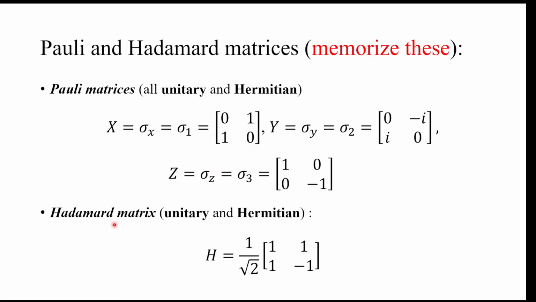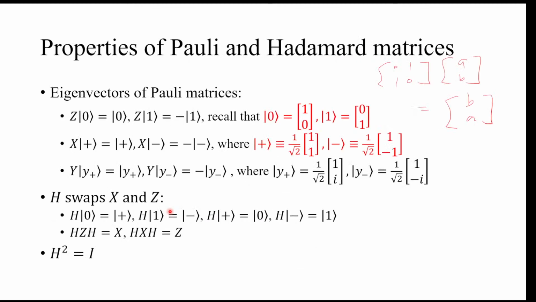And there is also the Hadamard matrix, and it's really like a Pauli matrix. It's also unitary and Hermitian, and it is 1 over square root 2 times 1, 1, 1, minus 1. And more properties about Pauli matrices.